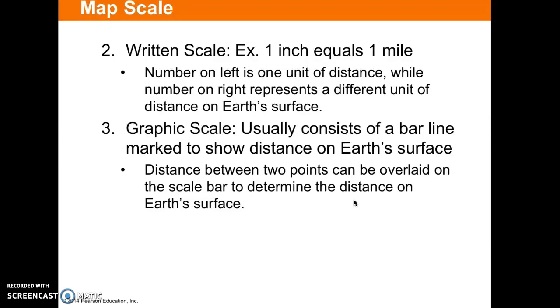Or you might see the graphic scale, and that's when they give you a line, and it's marked on there, this far equals 10 miles. And so you'll see those graphic scales on maps a lot.